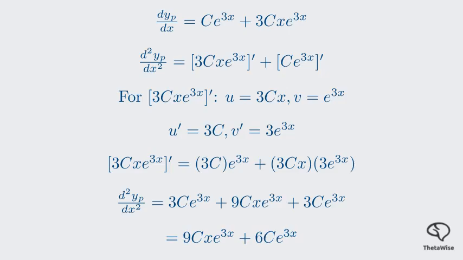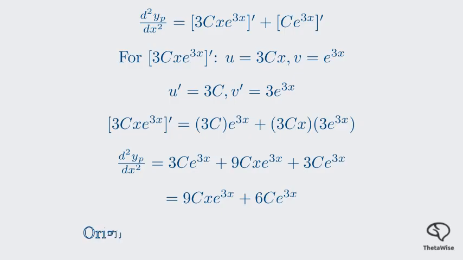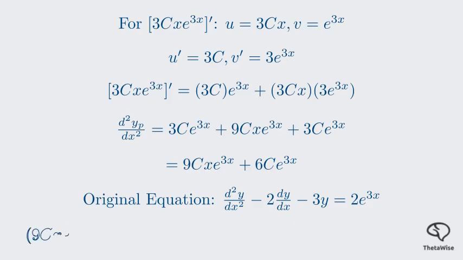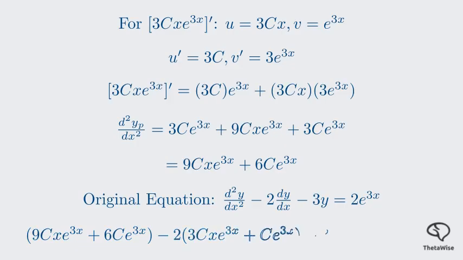We have y_p and its first and second derivatives. The next step is to substitute these back into the original differential equation to solve for c. The equation is the second derivative, minus 2 times the first derivative, minus 3 times y equals 2e to the 3x. Let's substitute our expressions in. The second derivative is 9cxe to the 3x plus 6ce to the 3x. From this, we subtract 2 times the first derivative, which is 3cxe to the 3x plus ce to the 3x. And we subtract 3 times y, which is cxe to the 3x. All of this must equal the right-hand side, 2e to the 3x.